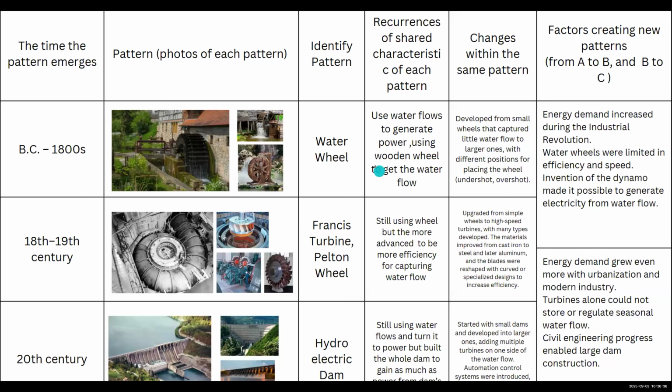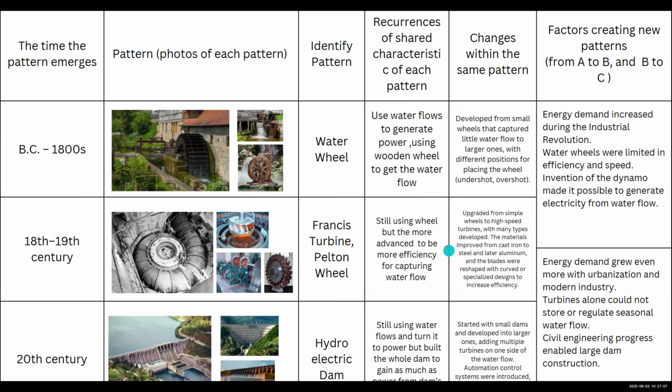Pattern B is Francis turbine pattern wheel. Yes, the turbine works faster and made energy more efficiently than the old wheels. The material also improved. Like first is the cast iron, and then steel, and then aluminum. The valves were also curved to catch more waters.